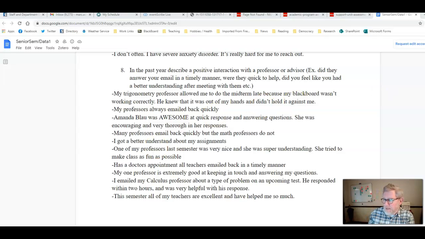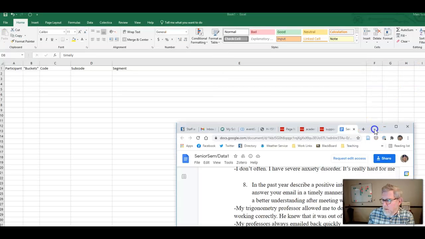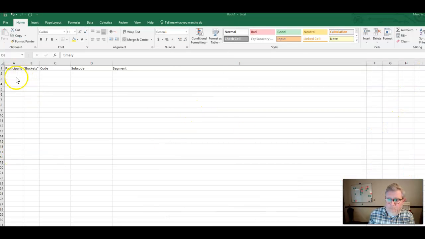So here is an Excel spreadsheet that has a column for participants. We want to know what participant number it is in case we need to resort this, and you'll see in a second why resorting could be helpful. I have a larger column called buckets.